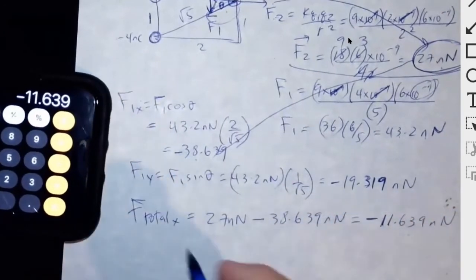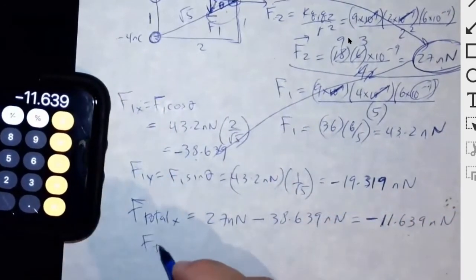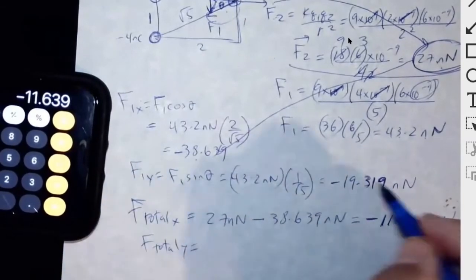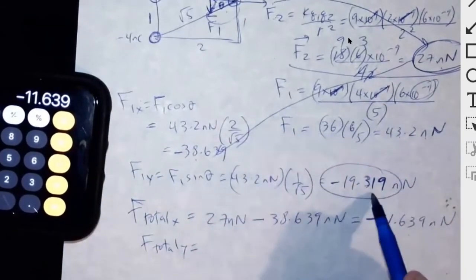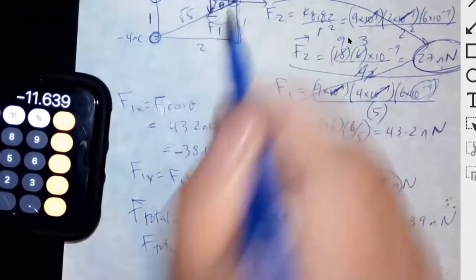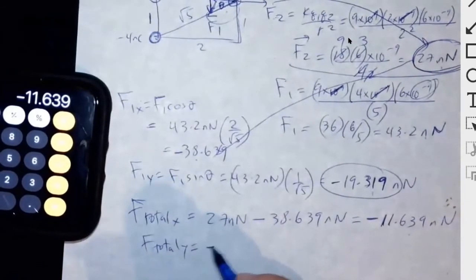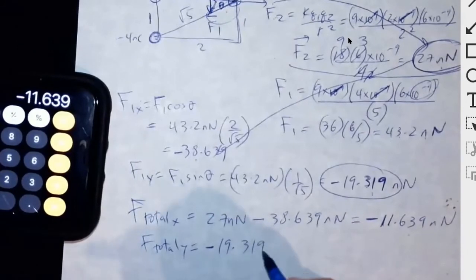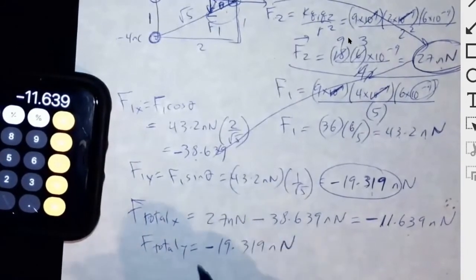Okay, and then F total Y is just simply going to be this, negative 19, because that's the only force. The only force in the Y direction is that. So negative 19.319 nanonewtons. Okay, what's the total force then?